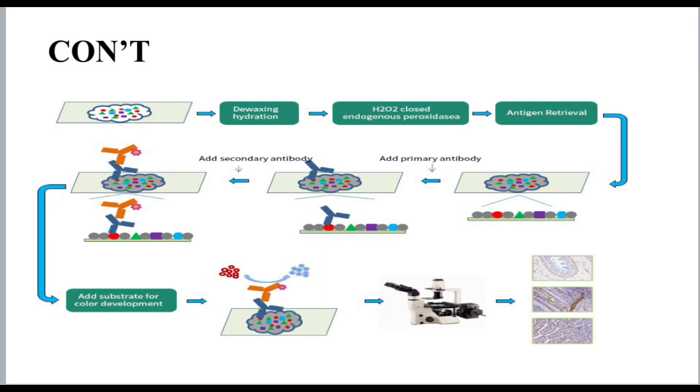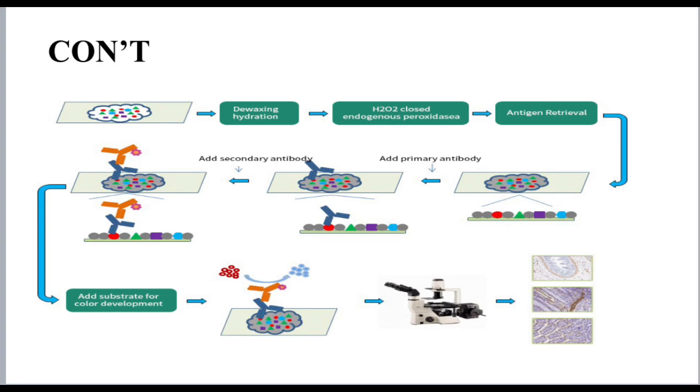Then comes secondary antibody incubation. The secondary antibody binds to the primary antibody at the Fc region. You know that the primary antibody has an Fc region, so the secondary antibody comes to bind with the primary antibody. Then we come to the detection.